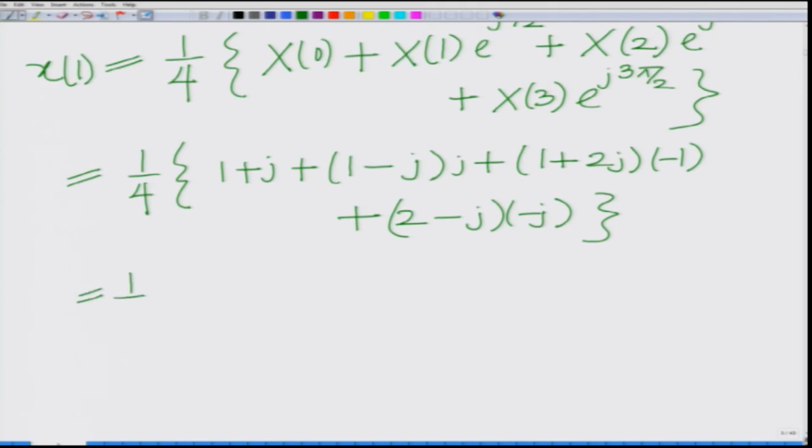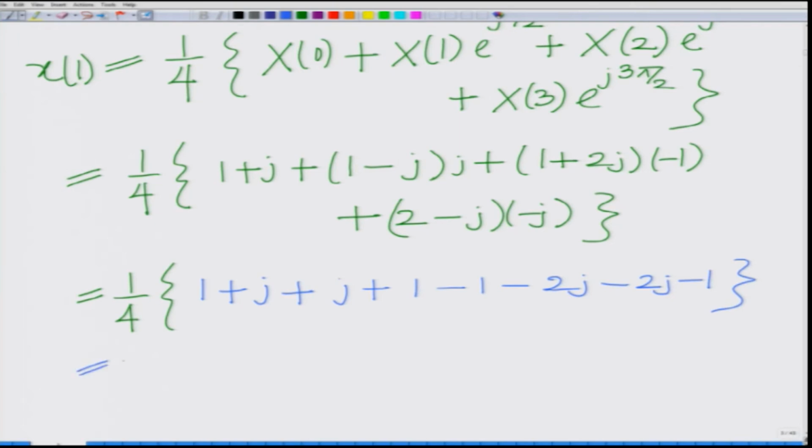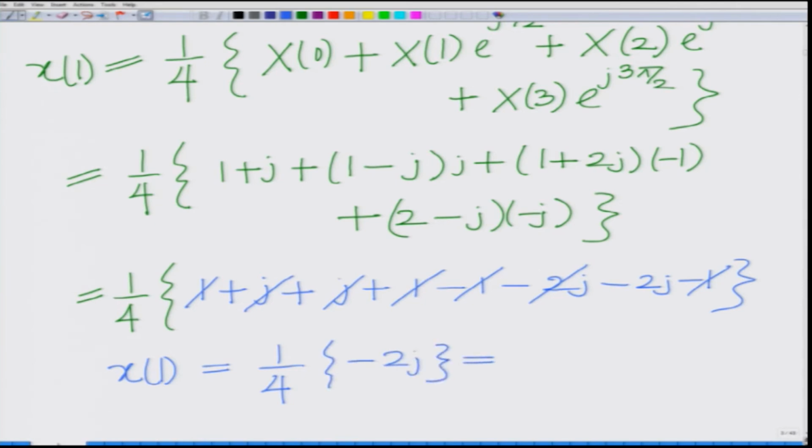This is equal to 1 over 4 times 1 plus j plus j plus 1 minus 1 minus 2j minus 2j minus 1. So, this is x of 1, which is equal to 1 over 4. You can see there is a 1 minus 1 which goes, 1 minus 1 which goes. So, all I am left with is j, j, minus 2j. So, this is minus 2j divided by 4 equals minus half times j.